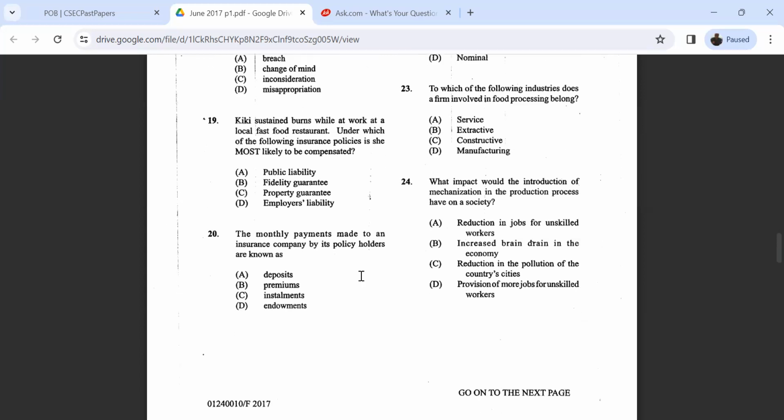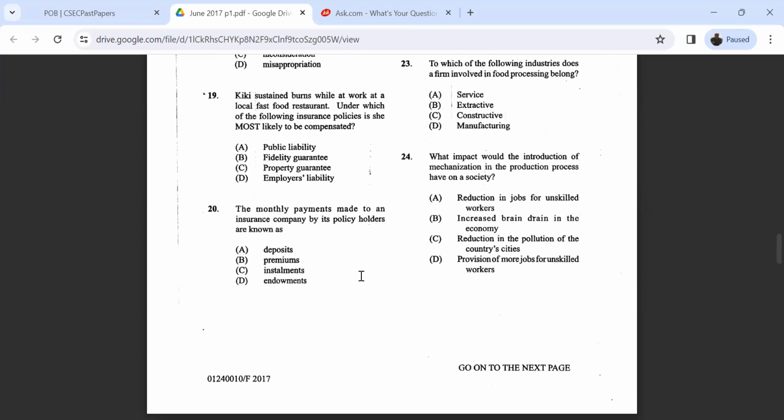Why are you not answering? People want answers, still in second term form 4.